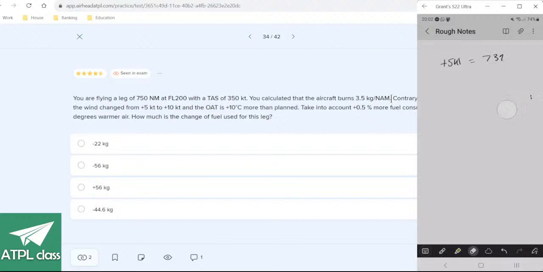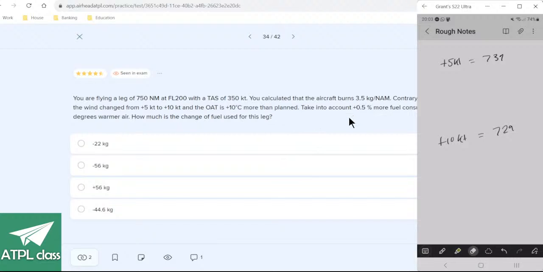Do exactly the same thing with +10 knots. So we got 350 over nautical air miles equals 360 over 750. 350 times 750 divided by 360 equals the +10 knot one, which is 729. Let's call it. So that's the initial difference.